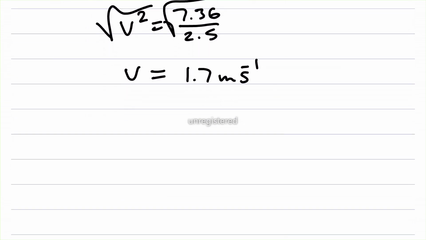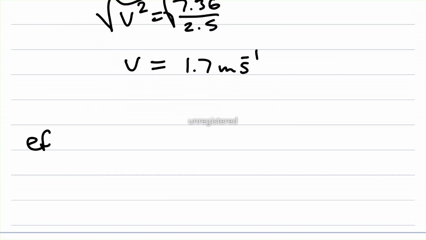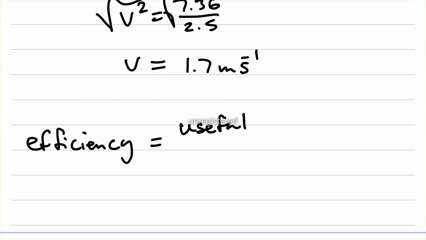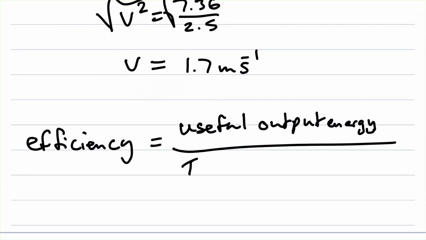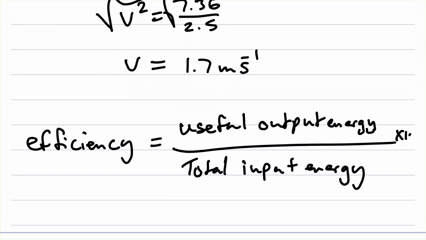Then we go over efficiency. Efficiency is equal to the useful output energy, the energy that is output in the system that's useful, over the total input energy, the amount of energy we input at the beginning. Generally speaking, we want this as a percentage, so we multiply by 100.